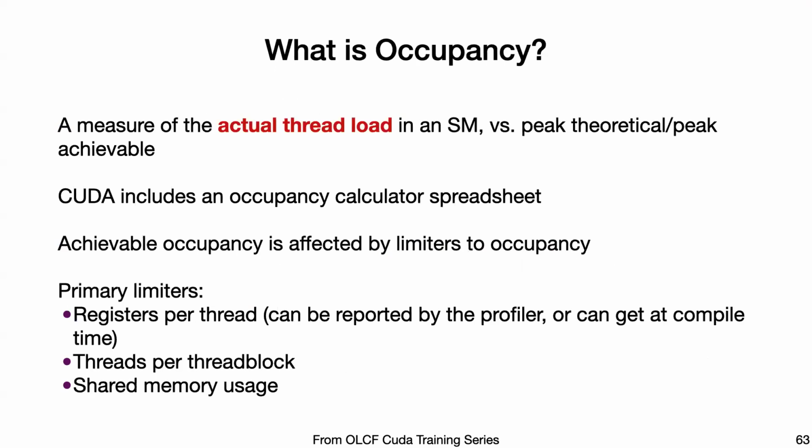Occupancy is the measure of the thread load in the SM. So that's peak theoretical usage versus peak achievable usage. And there's this occupancy calculator spreadsheet that CUDA provides you. It takes in things like registers per thread, threads per thread block, and shared memory usage, and uses those to calculate the occupancy that your application achieves.